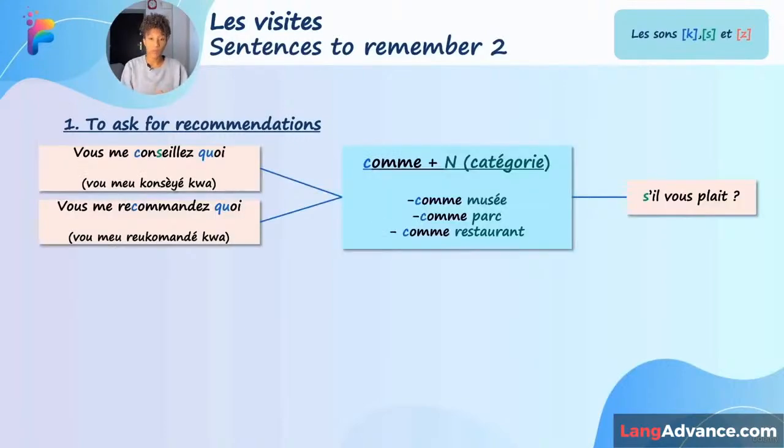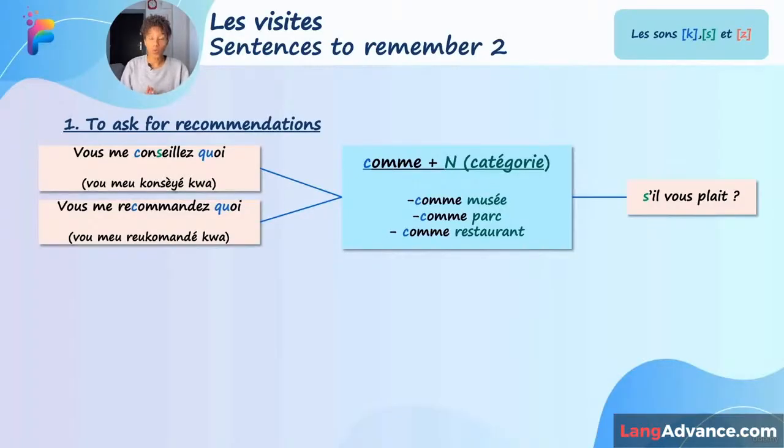If you want to ask for recommendations, remember those sentences. First option, vous me conseillez quoi? Then we're going to use comme and a noun. And the noun usually describes the category. And to finish the sentence, we'll use s'il vous plaît. We can also start the sentence with vous me recommandez quoi? And then middle and end are the same. Let's try with some examples. Vous me conseillez quoi comme musée, s'il vous plaît? What kind of museum would you suggest, please?